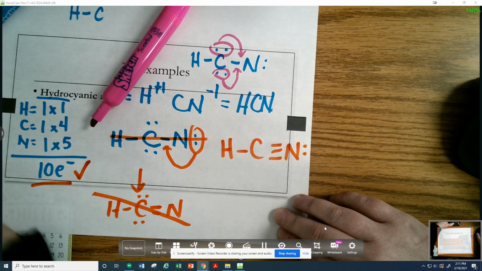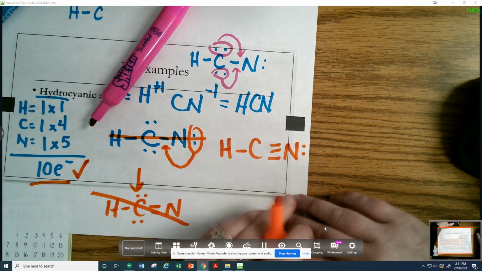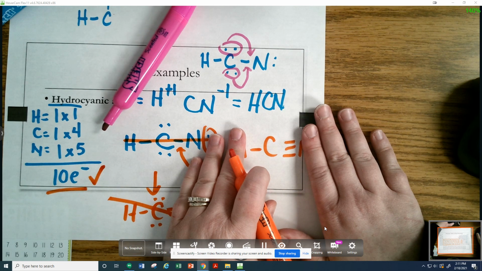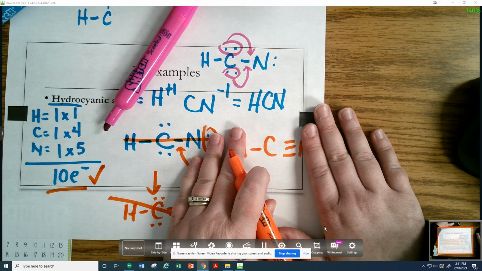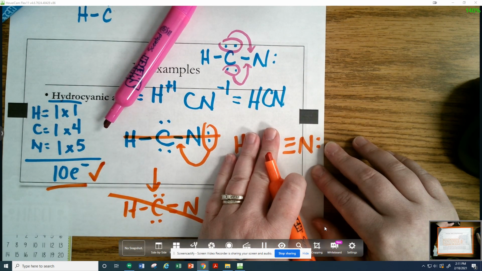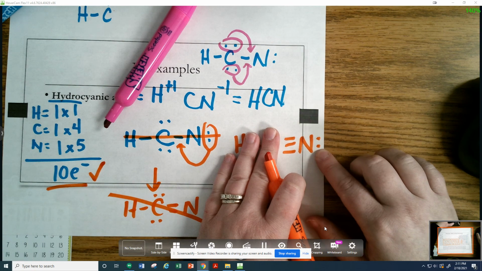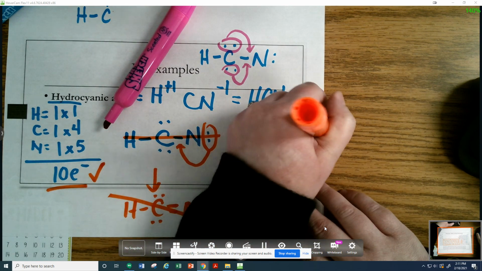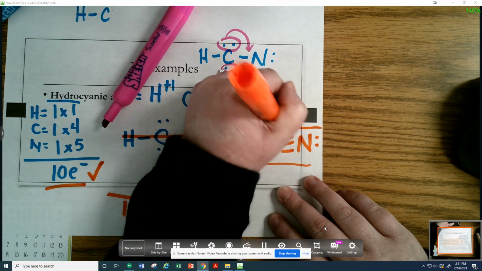That is good. The next thing I want to look for is complete octets. Hydrogen is good as soon as you've bonded it. Carbon in the middle has 4 bonds, 1 single and then a triple, so it has 8 electrons. Nitrogen has that triple bond, so 6 electrons are stored there. And then it has a lone pair, giving it 8. So this is the correct Lewis structure.